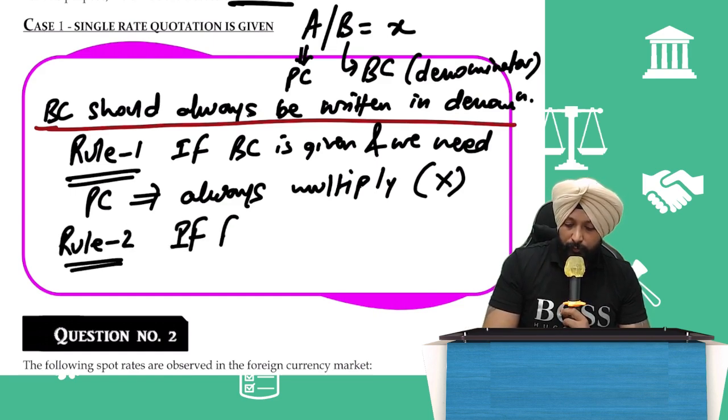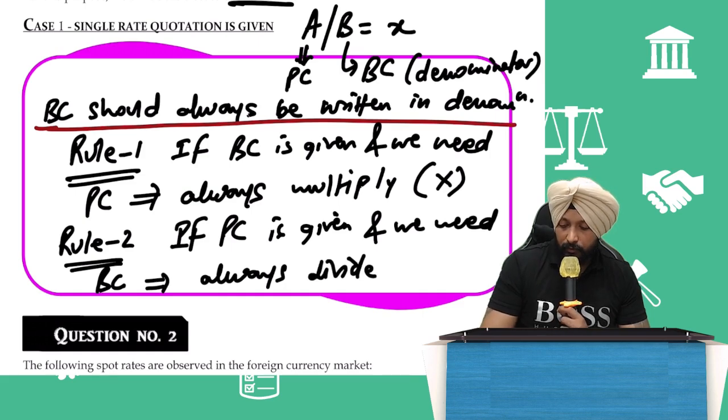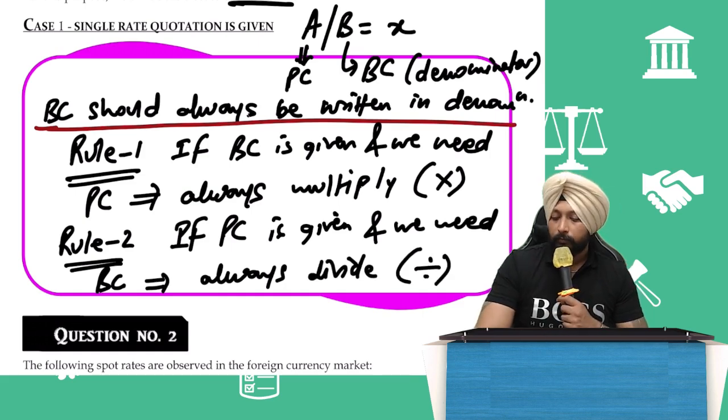Rule number 2: if price currency is given and we need base currency, always divide. No exceptions.